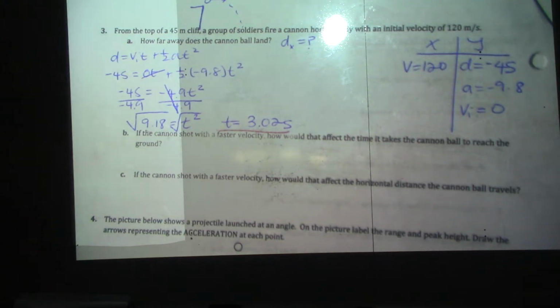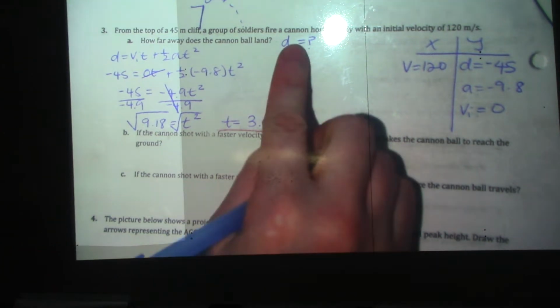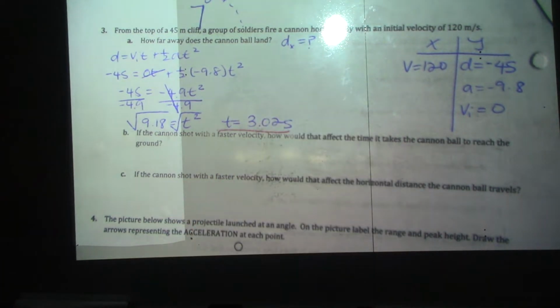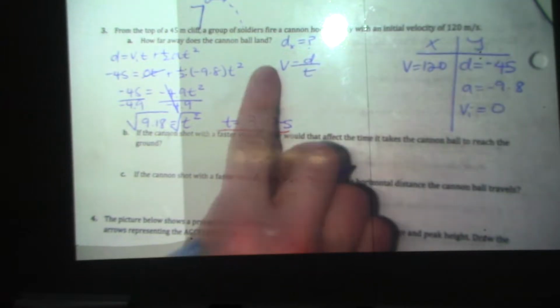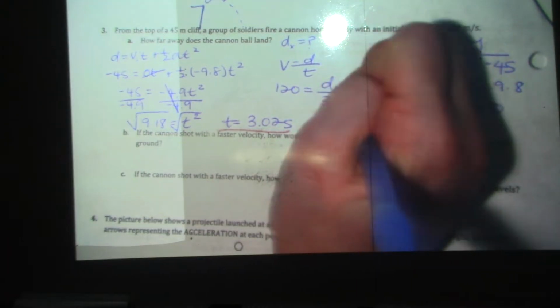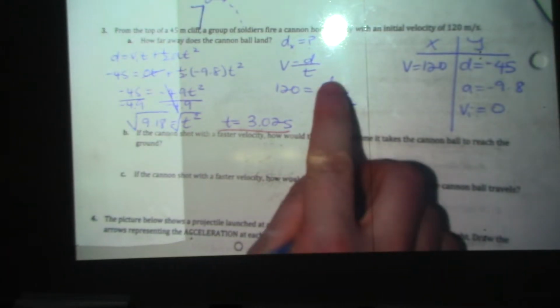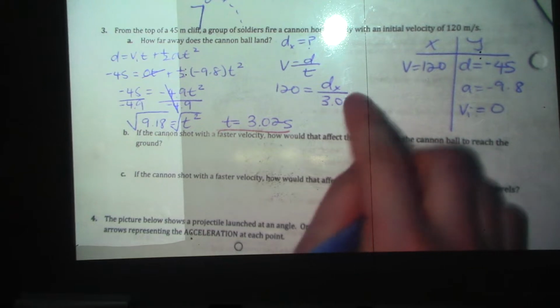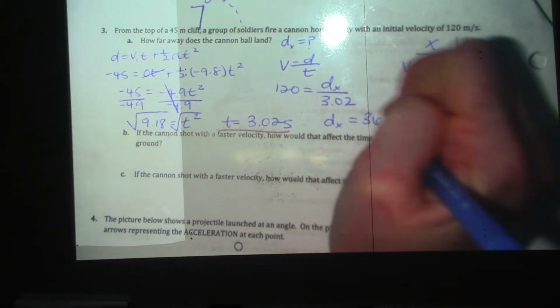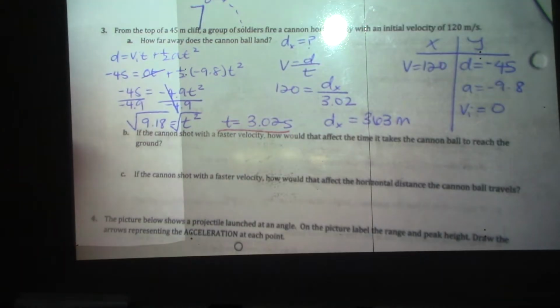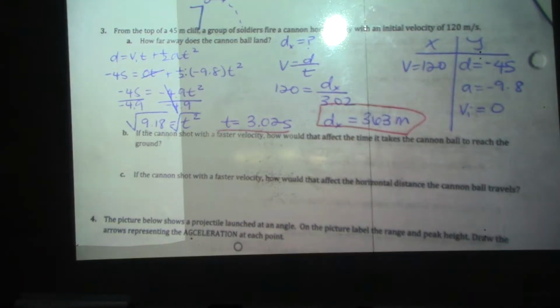Now, not my answer, but that's the first thing I need to do. I'm looking for x distance. Anytime you're looking for either x distance or x velocity, you use your x equation, which is v equals d over t. I want to use my x velocity, 120, looking for x distance, and I'm using my time, 3.02. So because I want to get d by itself, I'm going to multiply the 3.02 up, and that gives me an x distance of 363 meters. There's some decimals, but I just left it off.